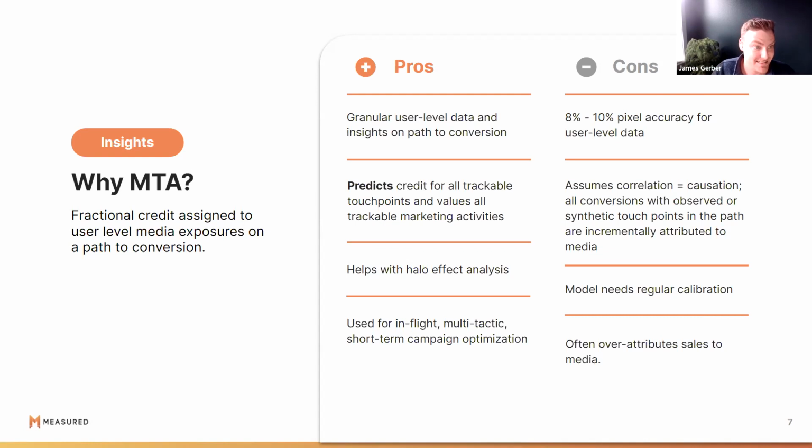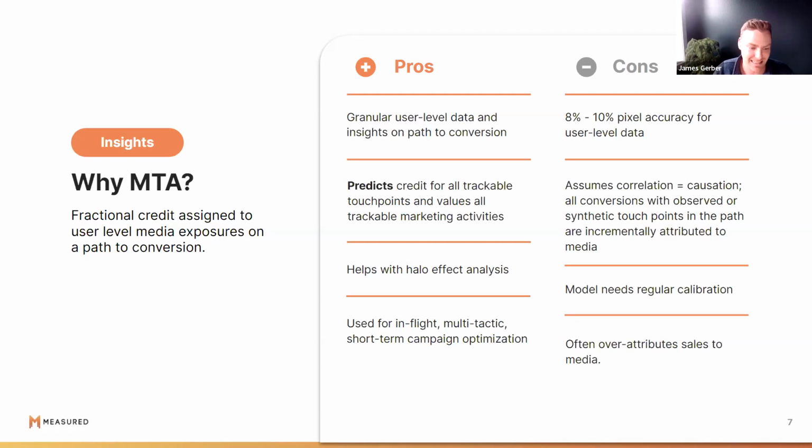That said, MTA is still useful for granular insights on the path to conversion. Now, it's not capturing the whole population, but even if it's sampling 20%, you can still look at that 20% sample and look at those paths to conversion and generate some insights. These channels overlap, there's this halo effect, these channels tend to come first and these channels come last. You can still do that analysis with MTA.